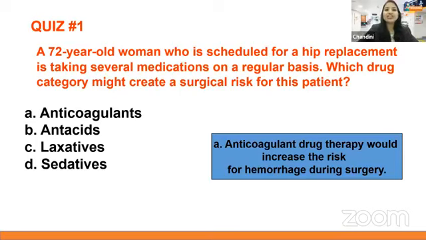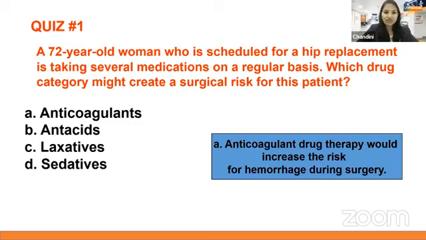A 72-year-old woman who is scheduled for hip replacement is taking several medications on a regular basis. Which drug category might create a surgical risk for the patient? Most of the time, we all experience this, sometimes we have faced it also. So which is the answer?